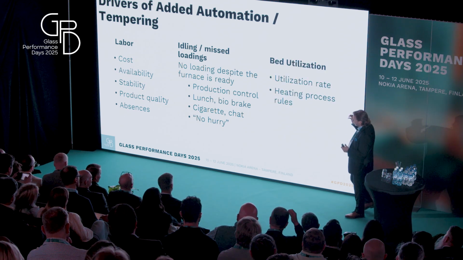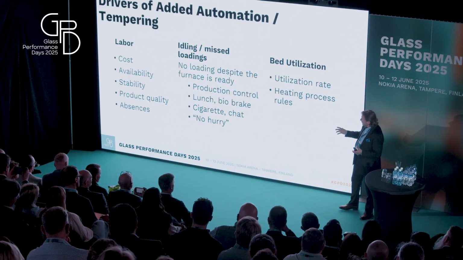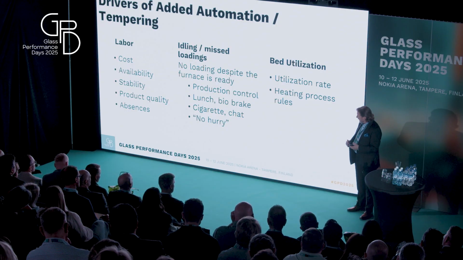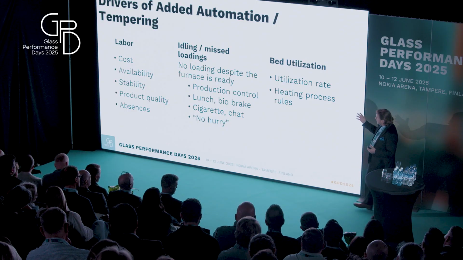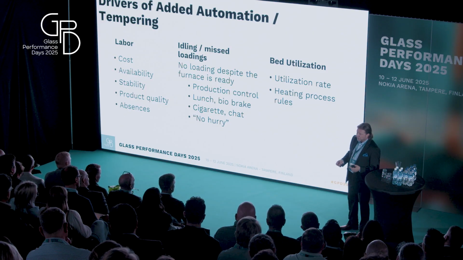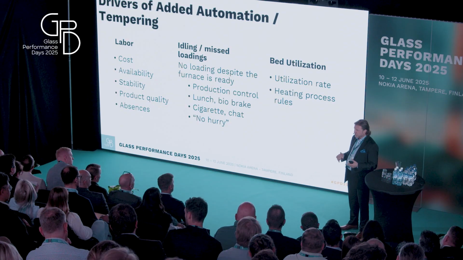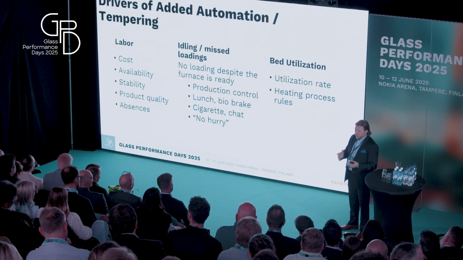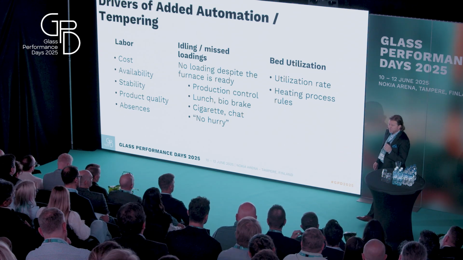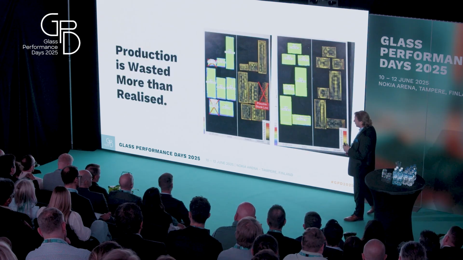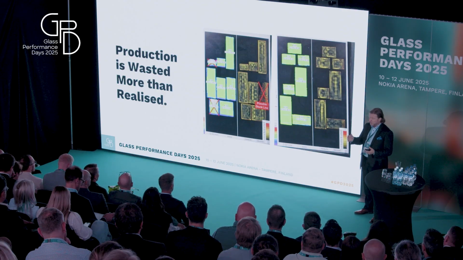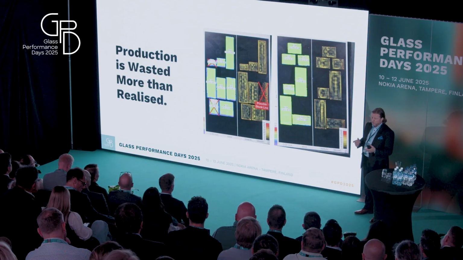And then when pairing this, I would say these two first ones are rather general to the whole process and process related actions. But then the bed utilization is for the tempering furnace itself. How many glasses you can put on a bed, how to put them there so that the rules of the tempering furnace are fulfilled at the same time. So all in all, I can claim, based on my experience, based on the statistics, which I will show after a while, production is wasted a lot.